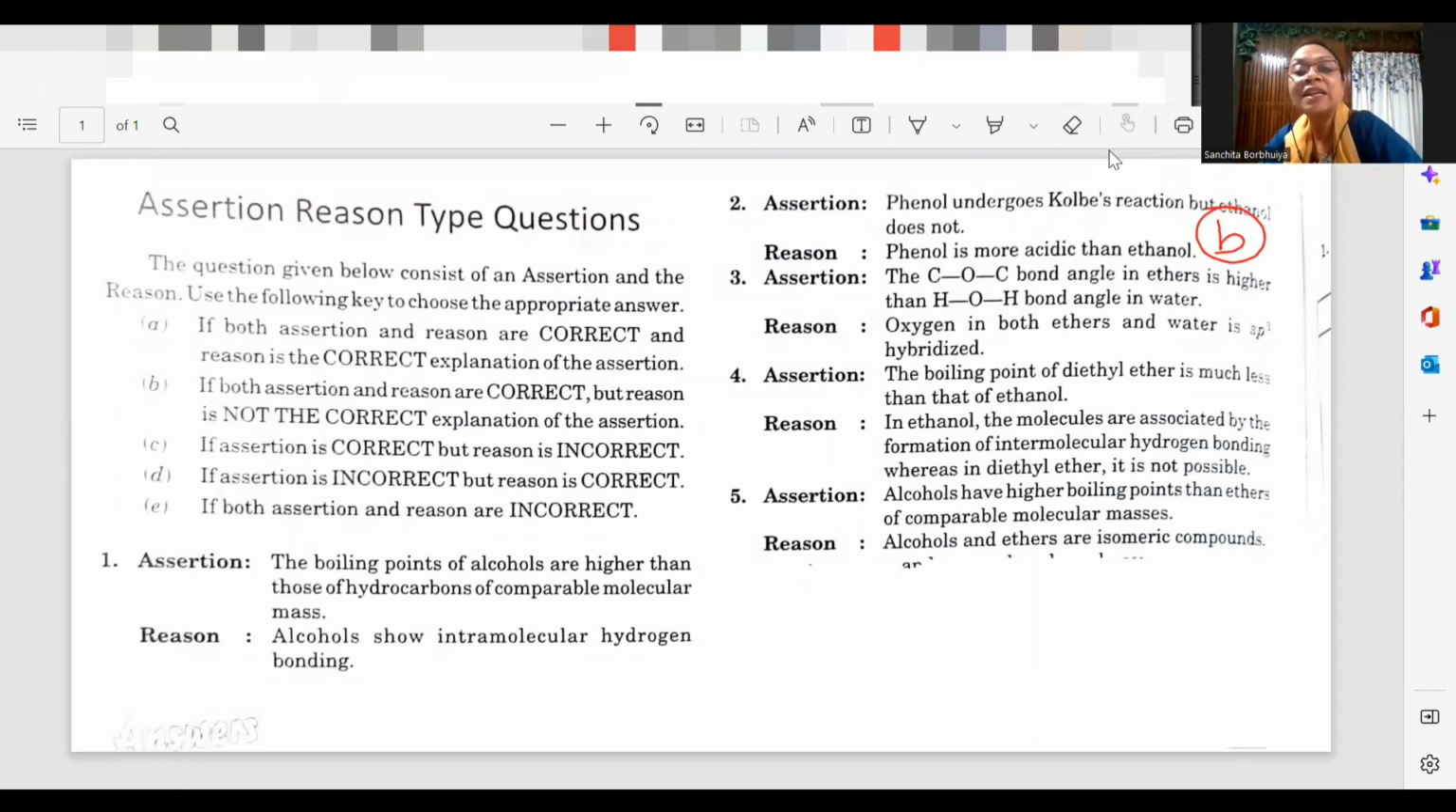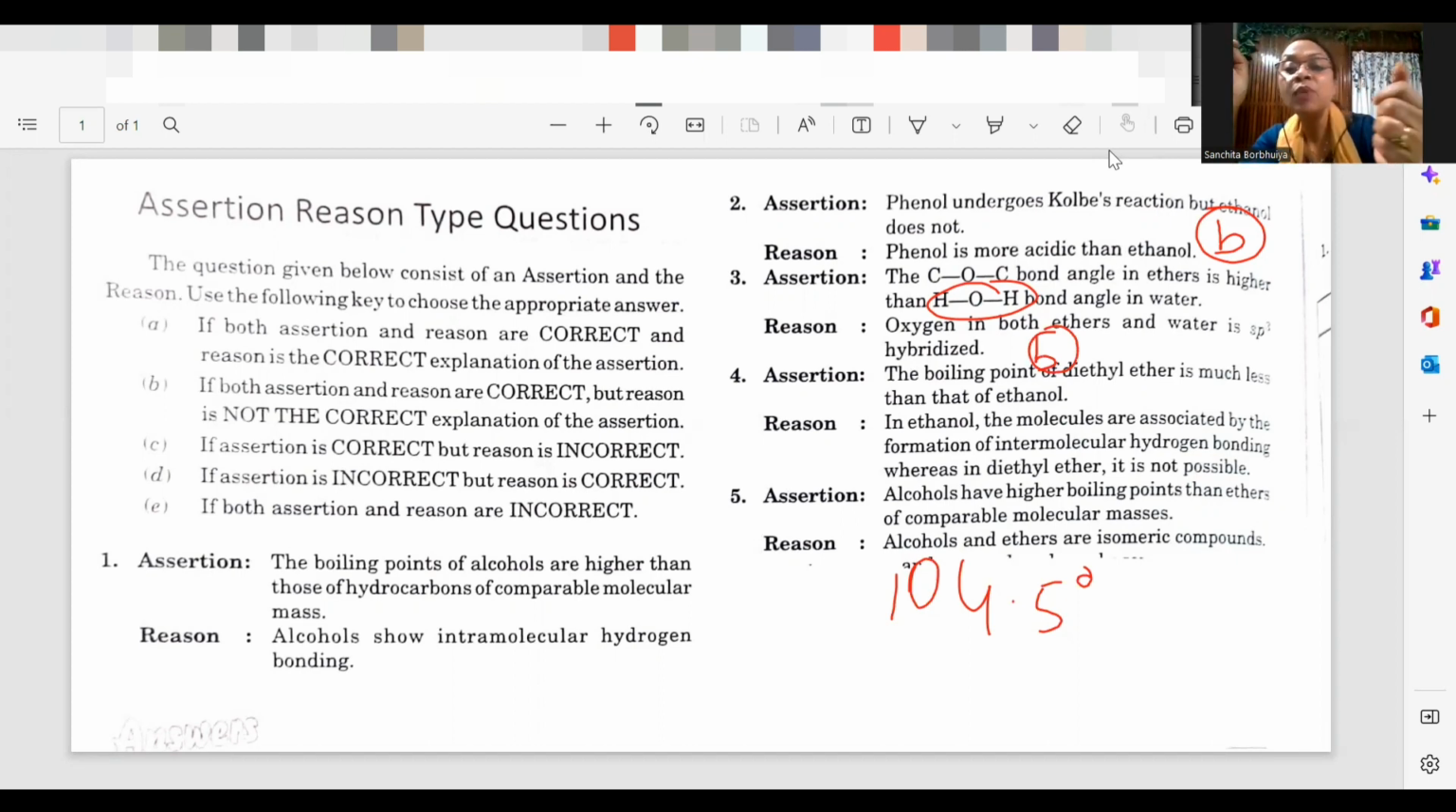Next one, the C-O-C bond angle in ethers is higher than the H-O-H bond angle in water. The H-O-H bond angle in water, because oxygen contains two lone pairs, is 104.5 degrees, compared to the bond angle in ethers, which is approximately 109 degrees. So oxygen in both ethers and water is sp3 hybridized. That is also correct. And the C-O-C bond angle in ethers is higher than the H-O-H bond angle in water. That is also correct. But the reason once again does not support it. It's not because of the hybridization, it's because of the lone pair bond pair repulsion that the squeezing of the bond angle in water happens. So independently they are correct, but the reason does not support the assertion. So B is once again the correct answer.